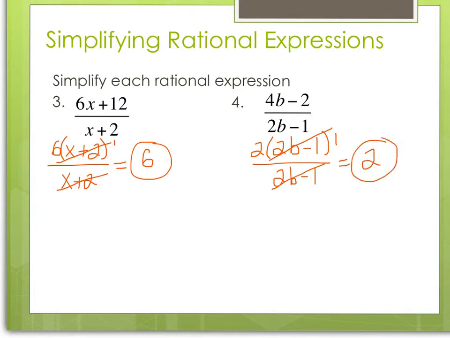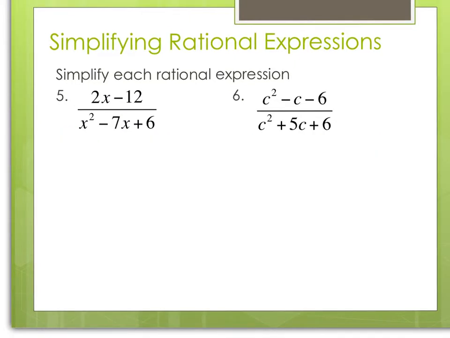All right, so those first 2 examples were pretty easy. Let's look at some more. All right, here's where it gets a little trickier. Number 5, we have 2x minus 12 divided by x squared minus 7x plus 6. So again, we cannot just start canceling like factors, but we can look to break down our polynomials and cancel factors that are exactly the same.